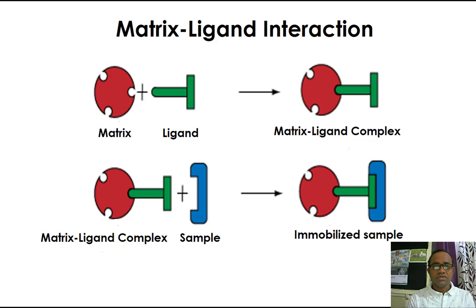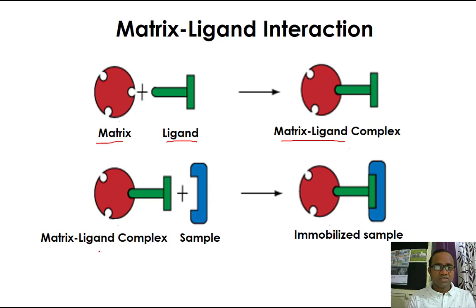This whole process is mostly based on the basic principle of matrix and ligand interaction. The matrix is generally a chemical compound, mostly used as a stationary phase to which we attach the ligand. When the matrix and ligand bind, they produce a matrix-ligand complex. That is, there is a binding of the ligand with the matrix.